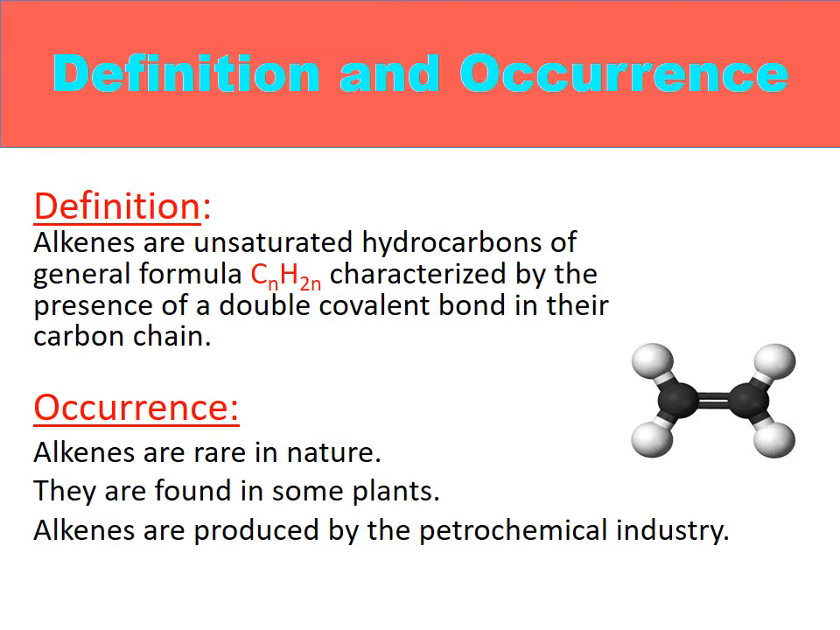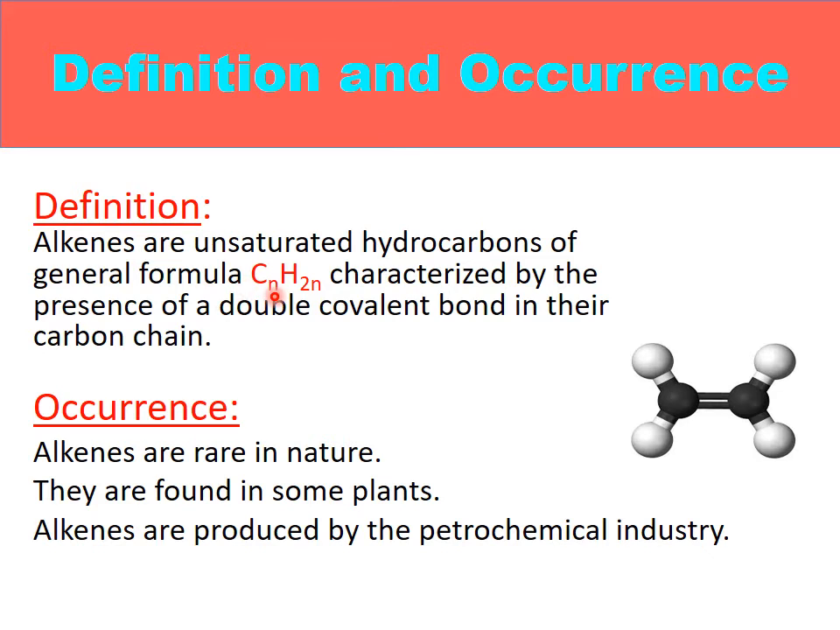Let's start first by defining an alkene. An alkene is an unsaturated hydrocarbon, which is characterized by the presence of a double covalent bond between two carbon atoms in their carbon chain. They have a general molecular formula CnH2n, where n represents the number of carbon atoms.